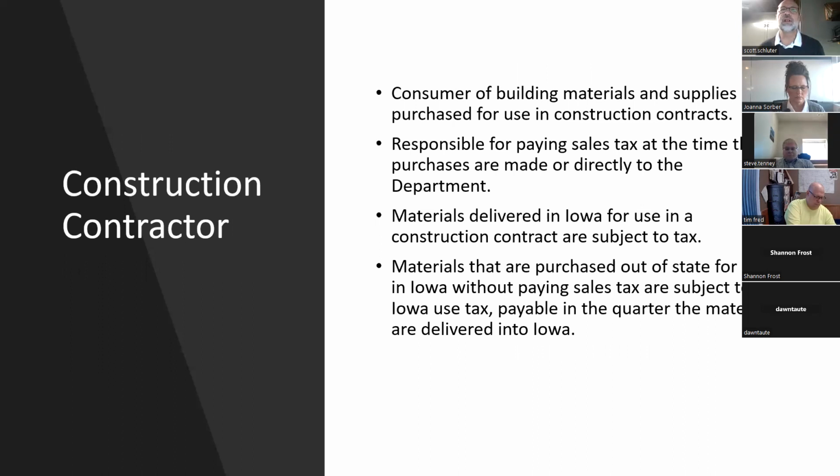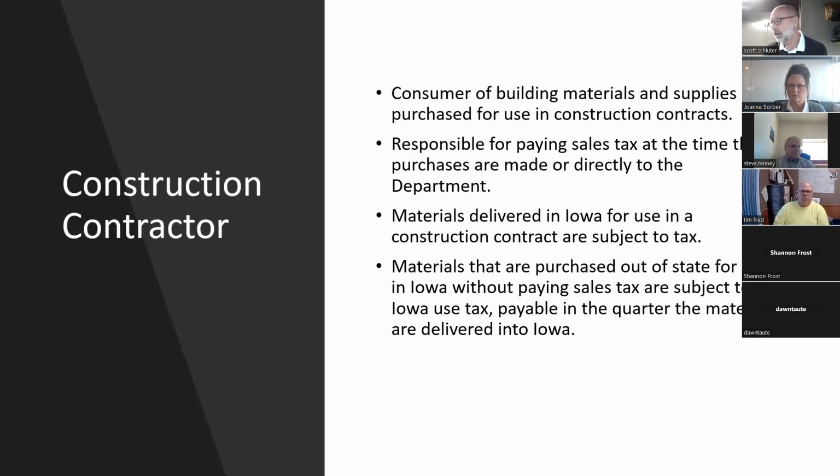So this first one is the good old-fashioned construction contractor, and their responsibilities: they are the consumer of those building supplies and materials. So they are paying tax, whether they're paying sales tax to the vendor or they're self-assessing and paying it to the department. They are the end user. Materials that are delivered into Iowa are subject to tax as well, whether they're paying it on the sales side on an invoice or, again, self-assessing.